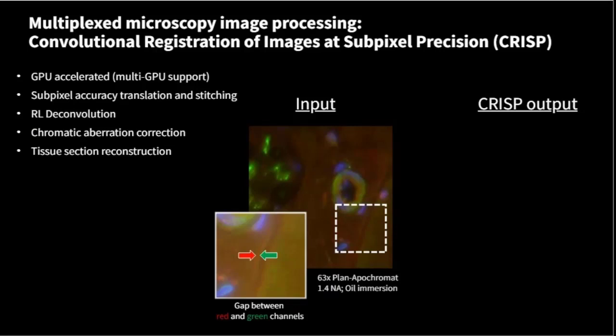We've been working on a tool called Convolutional Registration of Images at Subpixel Precision, or CRISP, which is a GPU-accelerated algorithm that is able to translate and register images at subpixel resolution. It does this in the Fourier shift domain, and it includes Richardson-Lucy deconvolution, on-the-fly point spread function generation, and chromatic aberration correction.